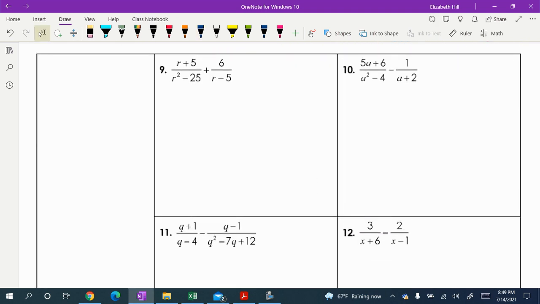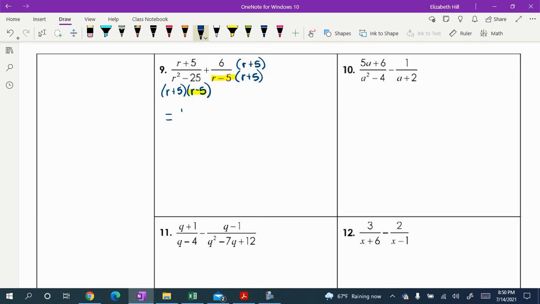Okay, let's take a look at number 9. Here we don't have any common denominator, but there is one. I don't have to do too much here. R squared minus 25, treat that as R plus 5 and R minus 5. Notice that you already have the factor of R minus 5 over on the right-hand side. The only thing that's missing is this R plus 5. So if I multiply the numerator and denominator by that, we are going to be good.